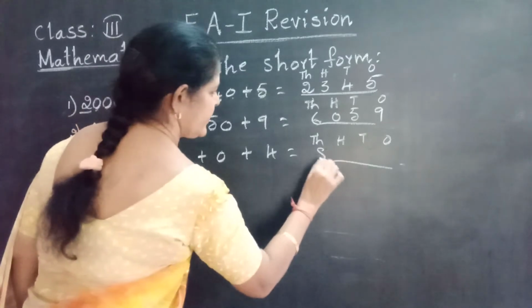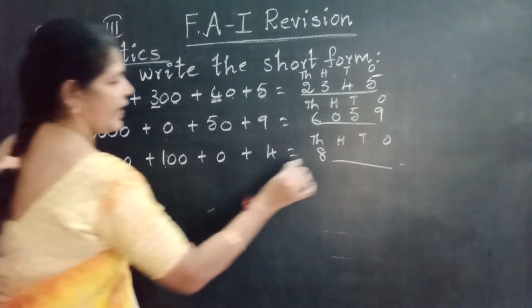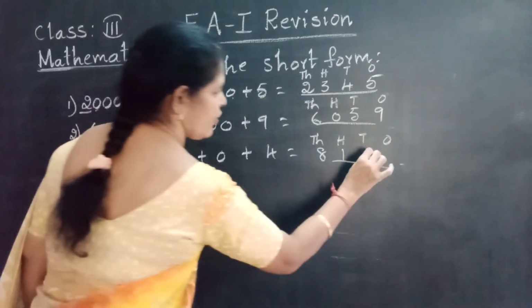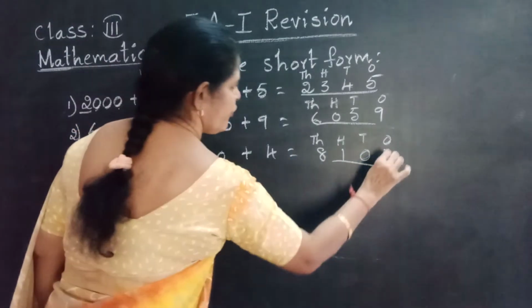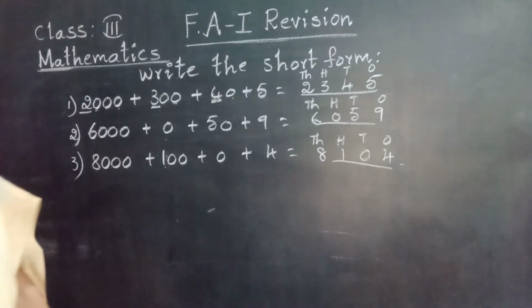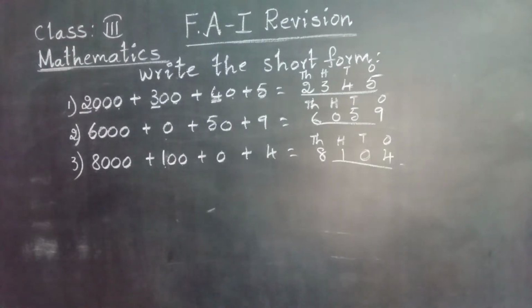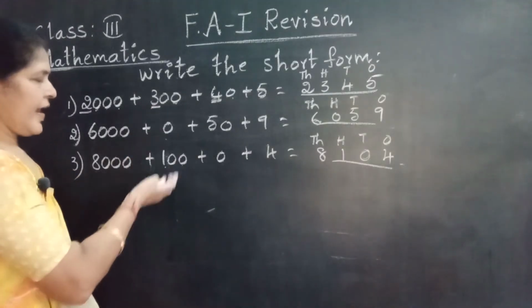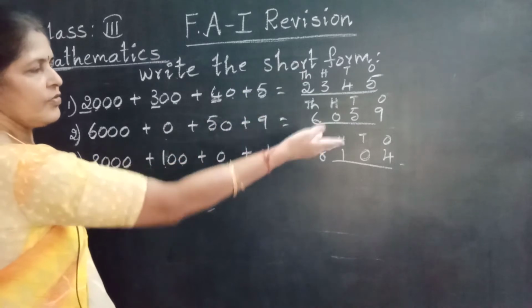8000: 8 write in the thousands place. 100: 1 write in the hundreds place. 0 tens: 0 write in the tens place. 4 write in the ones place. Understood? Expanded form and short form. Write expanded form means we are going to write like this. Short form means write the number.